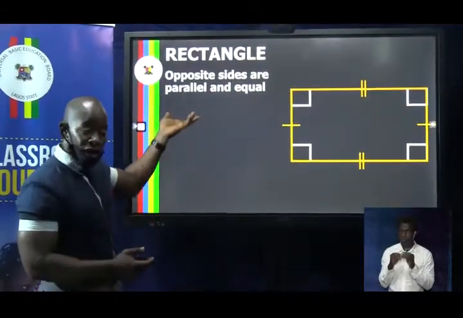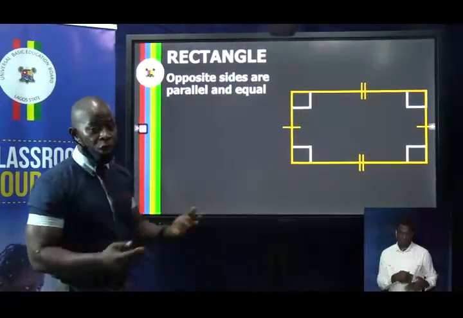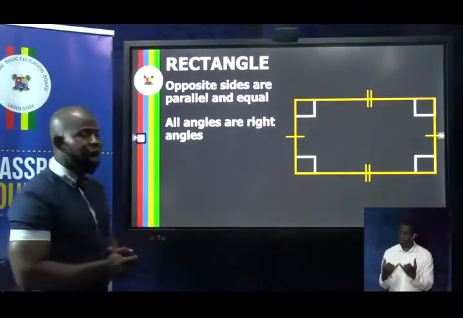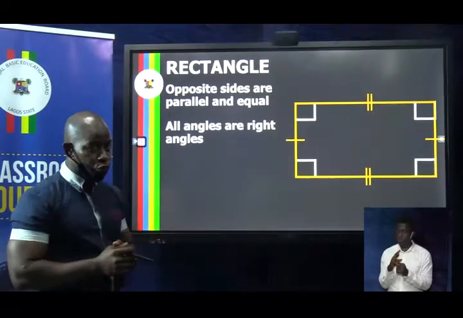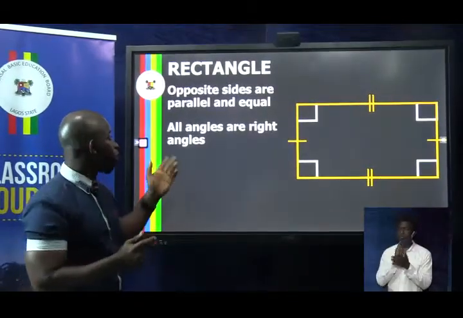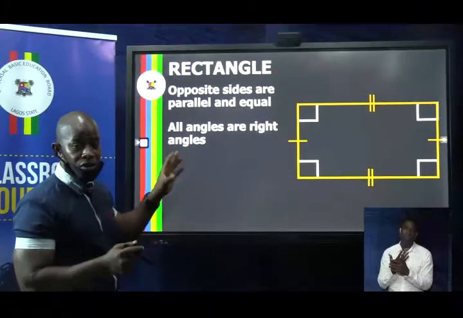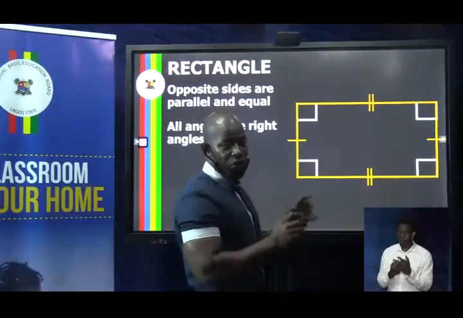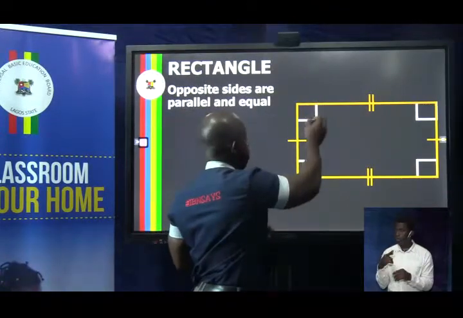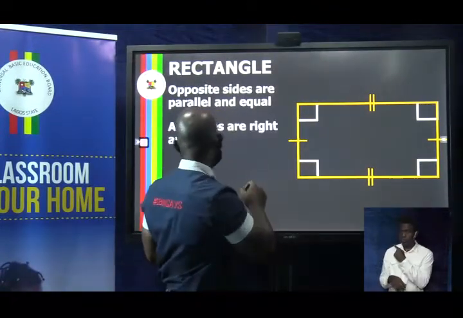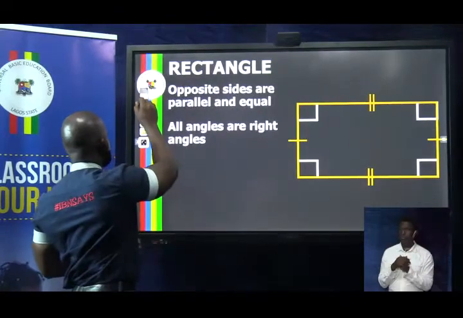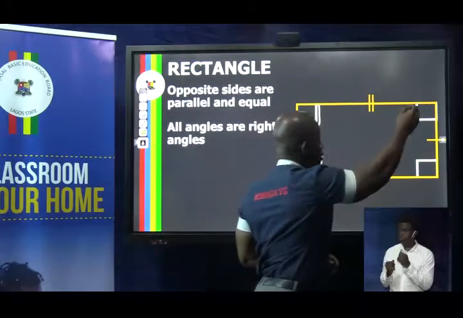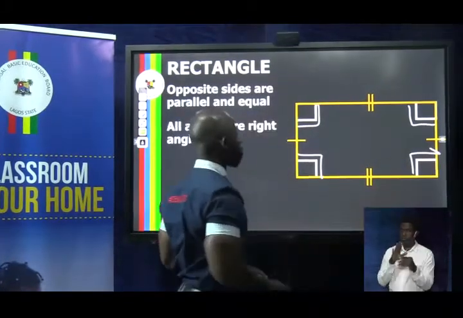The opposite sides are parallel and equal, just like a parallelogram. Now, all angles are right angles. Now, that's the difference between a parallelogram and a rectangle. A rectangle is like a special type of parallelogram in which all the angles are right angles. As you can see, the sign for the right angle is here, here, here, and in this corner. So all the angles are right angles.